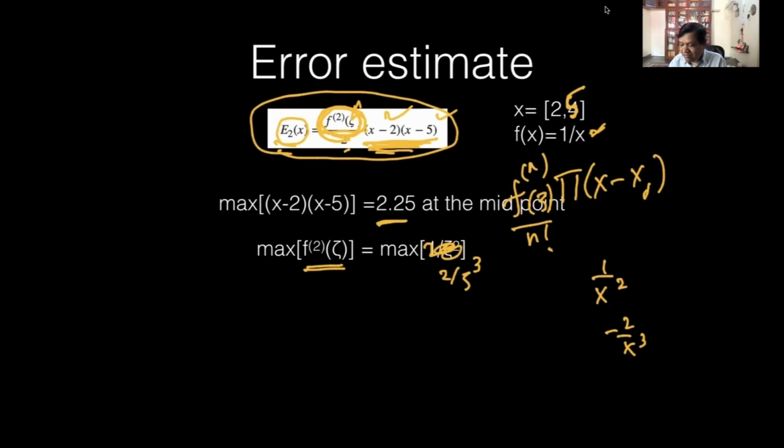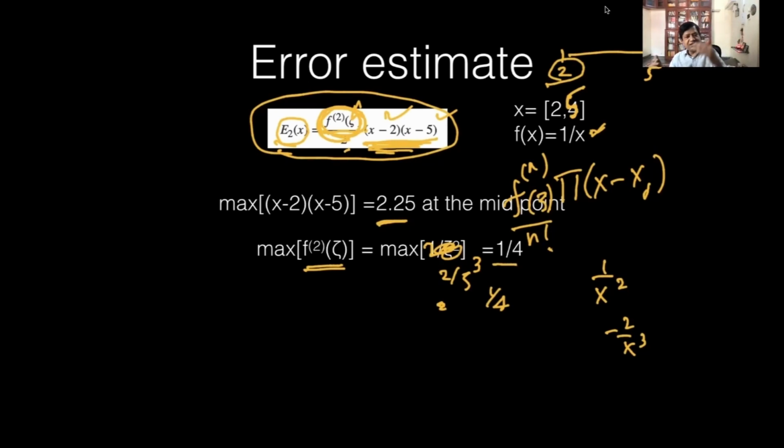Now, what is the maximum value of 2 by zeta cubed? Remember, zeta can lie anywhere between 2 to 5. Zeta is somewhere between 2 and 5. So for 2 by zeta cubed, where is the max? When zeta is smallest, and that is when zeta is 2. So this gives us 2 by 2 cubed, which is 1/4. Okay. So f2 zeta takes a max value of 1/4 at zeta equal to 2.